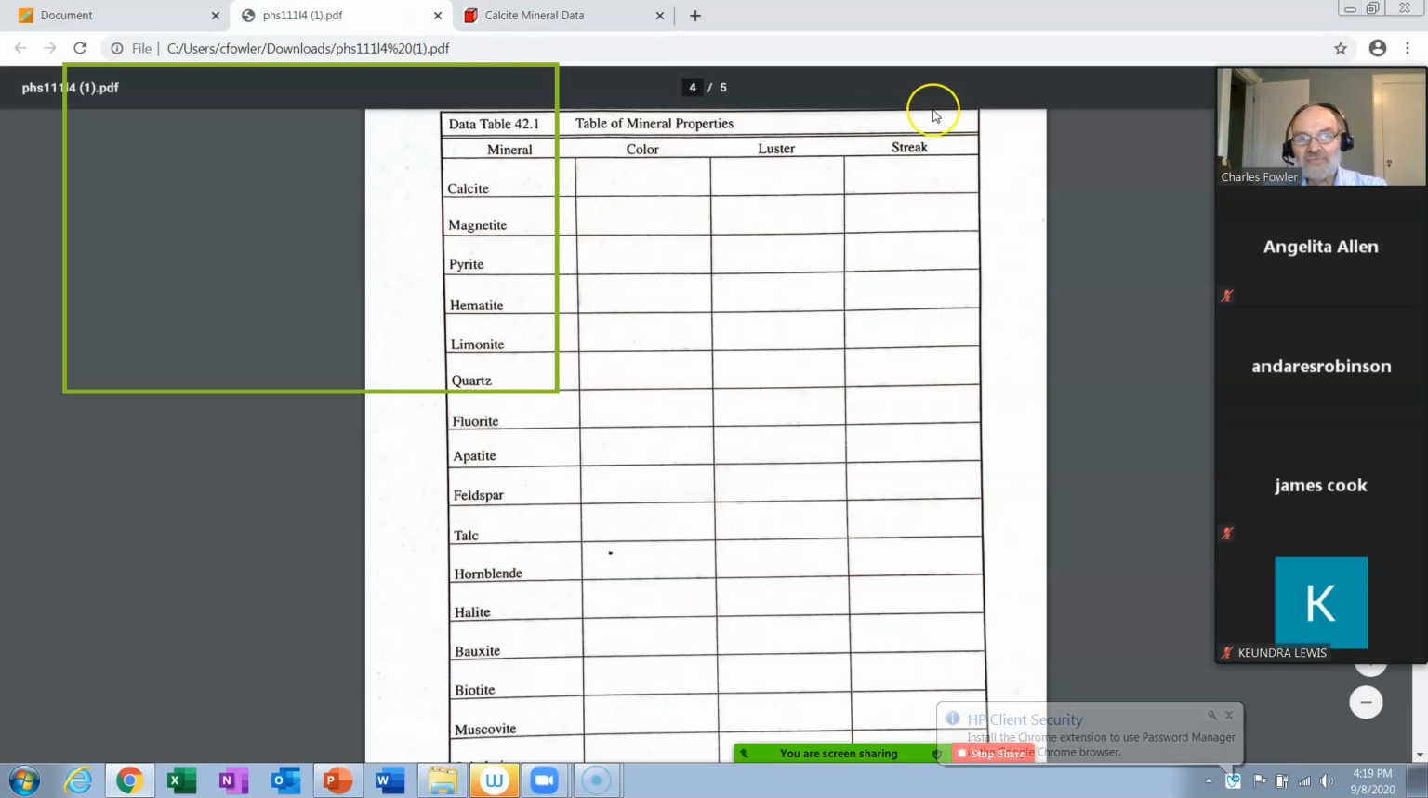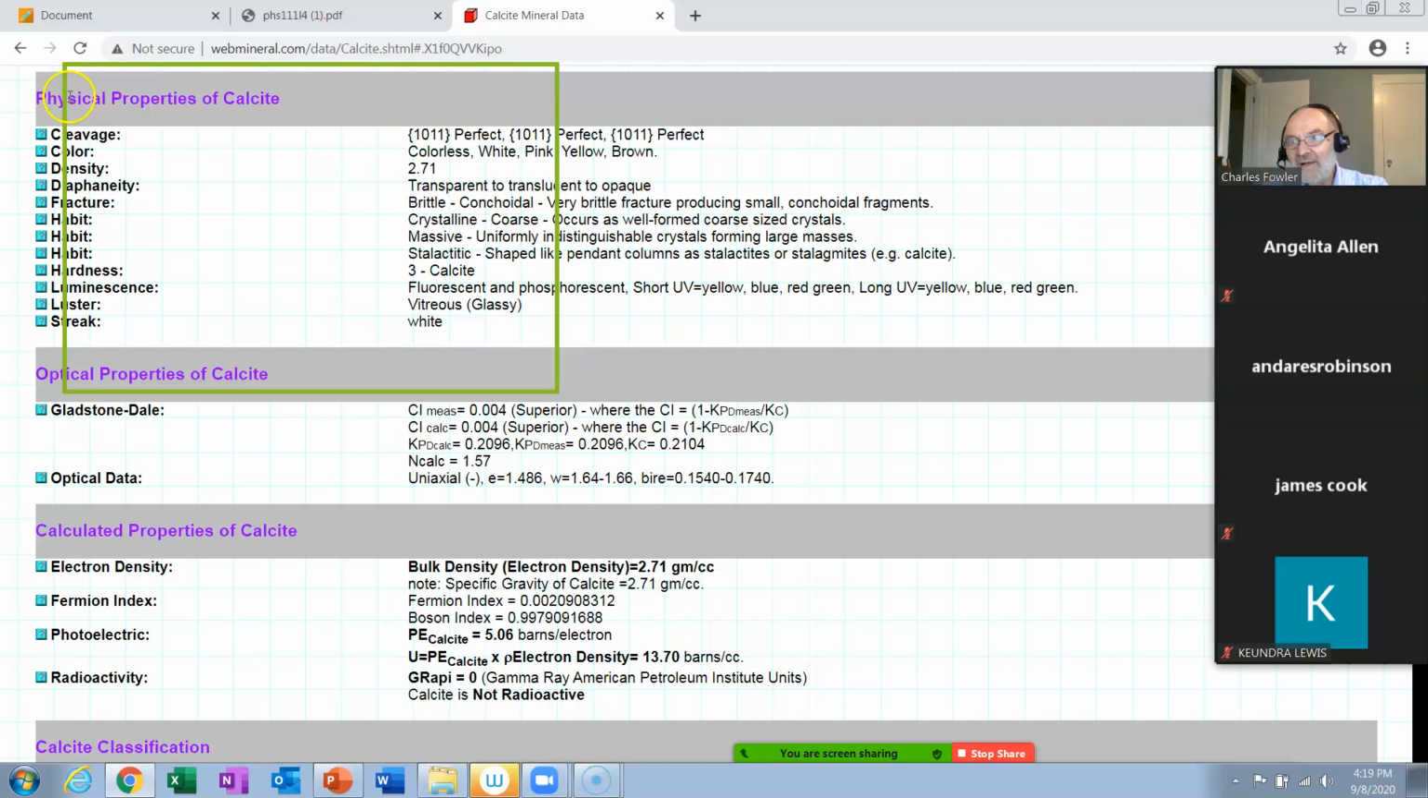Let's go on to the next one. Streak. Okay, let's go back to calcite mineral data. There was color, and so on, and streak, the last one here, white. You'll see that is a very common one.